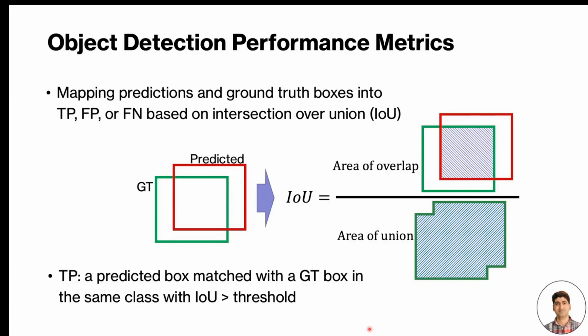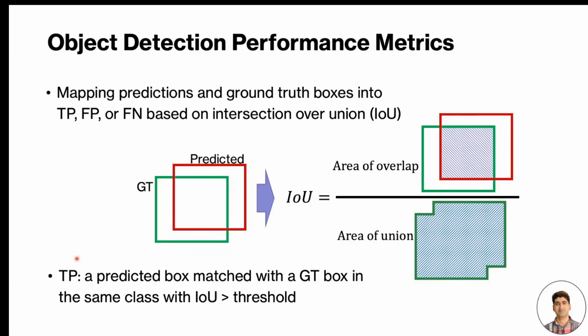Now let's look at some performance metrics for object detection. In the first step, we need to map predictions and ground truth boxes into true positive, false positive, or false negative based on their intersection over union. Intersection over union, or IOU, is defined as the area of overlap between the predicted box and a GT box divided by the area of union of the two boxes. Based on this IOU, we can determine which predictions are true positive or false positive.